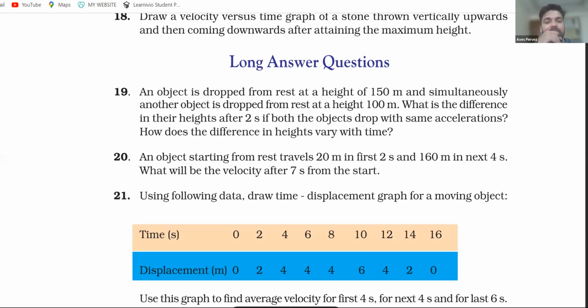And how does the difference in their height vary with time? The difference in their height will be constant, because both of them are dropped. If object A traveled 20 meters in 2 seconds, and object B also traveled 20 meters in 2 seconds, both of them are covering equal distance in equal time. So there will be no difference in their height with time. So note it down: there will be no difference in their height with time. Everyone, please note it down.